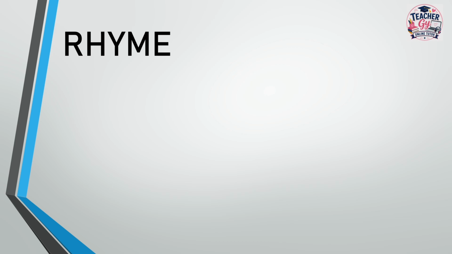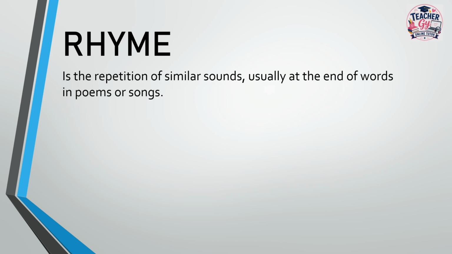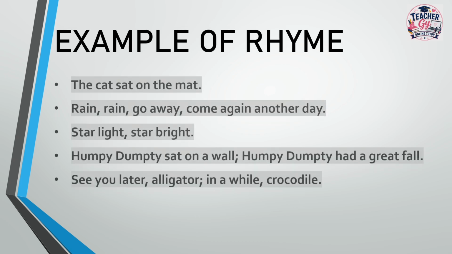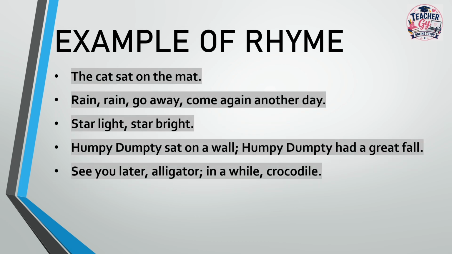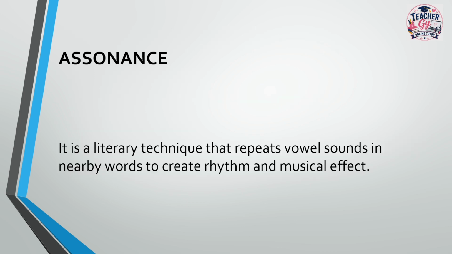Rhyme is the repetition of similar sounds, usually at the end of words. Rhymes make poems and songs more enjoyable and memorable. Examples of rhyme include: The cat sat on the mat. Rain, rain, go away. Come again another day. Starlight, star bright. Humpty Dumpty sat on a wall. Humpty Dumpty had a great fall. See you later, alligator. In a while, crocodile. The ending sounds are similar, creating a rhyme pattern.